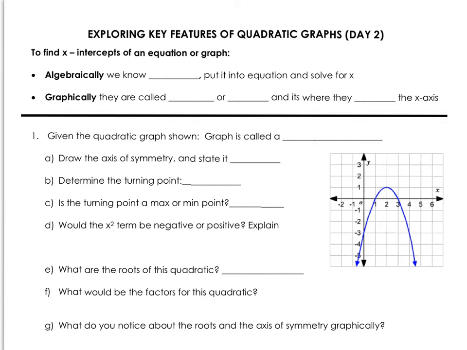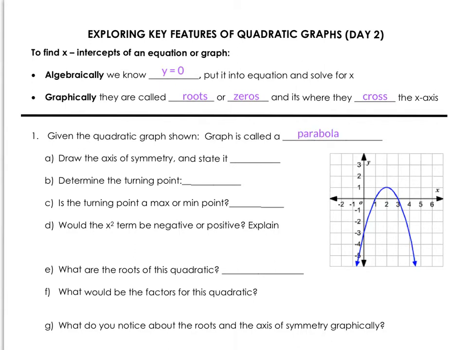To find the x-intercepts of an equation or graph algebraically is what we did the previous unit. That's when we know y equals 0 and we just put it in the equation and solve for x. So remember, finding the x-intercepts means that in order to be on the x-axis, I cannot move up or down at all. That's how I know the y value is 0. Graphically, they are called roots or zeros, and it is where they cross the x-axis. So given the quadratic graph shown, the graph is called a parabola, and that's also a review.